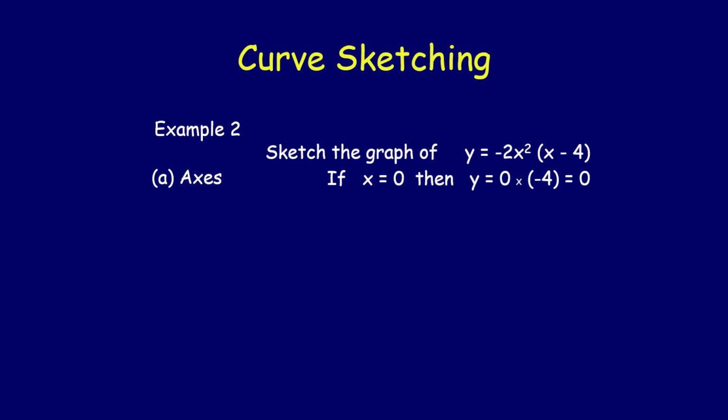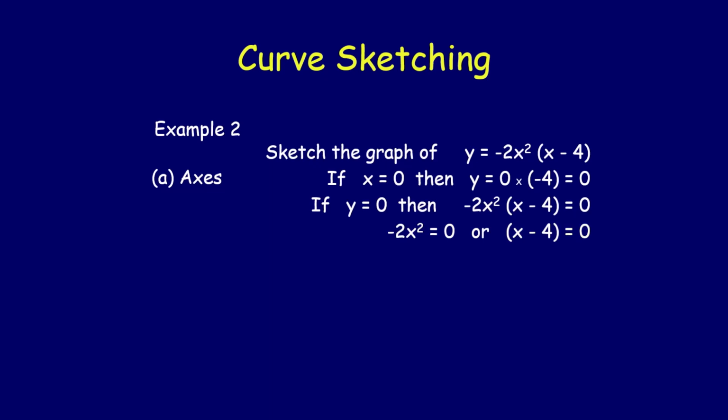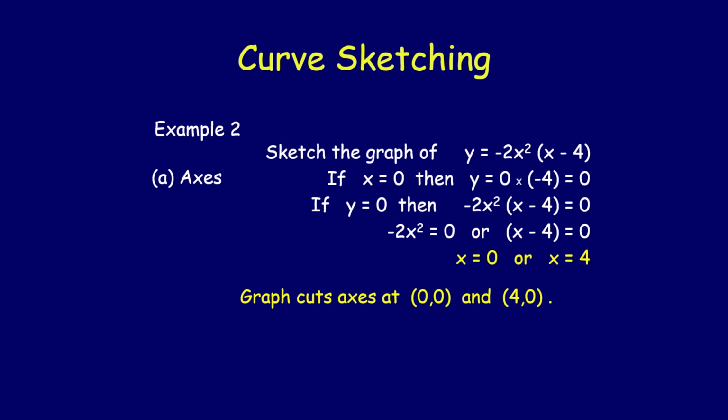If you just substitute 0 where we have x in that function of y, you get y to be 0. So that is the first point. Then when y is 0, now you're getting where it cuts the x-axis. This one will give a quadratic equation. If you factor negative 2x into brackets x minus 4, this will give either negative 2x squared equals 0 or x minus 4 equals 0. So this will give 2 points. It cuts the x-axis at 2 points. x equals 0 or x equals 4. So the graph cuts the axis at 0, 0 and 4, 0.